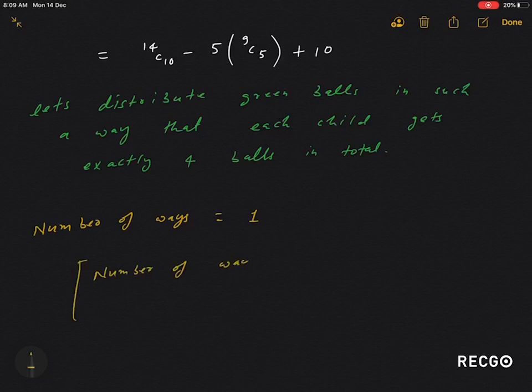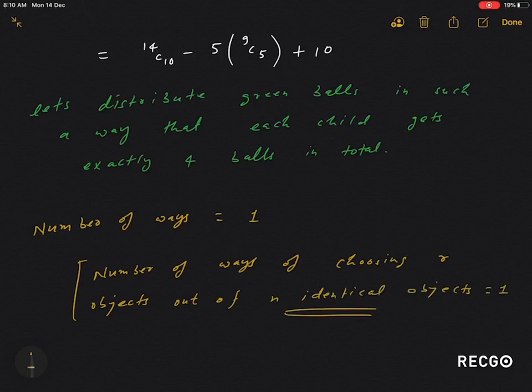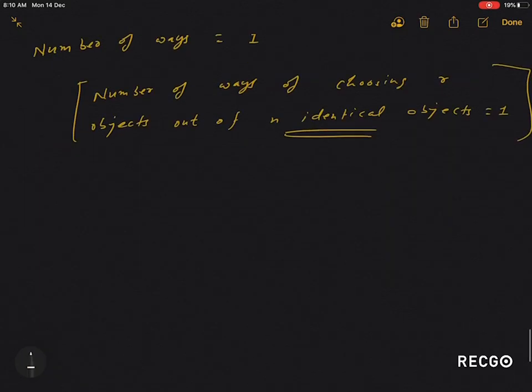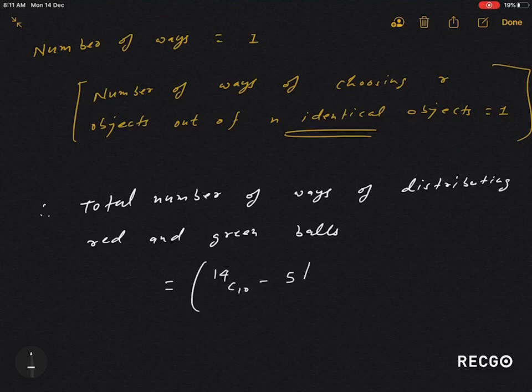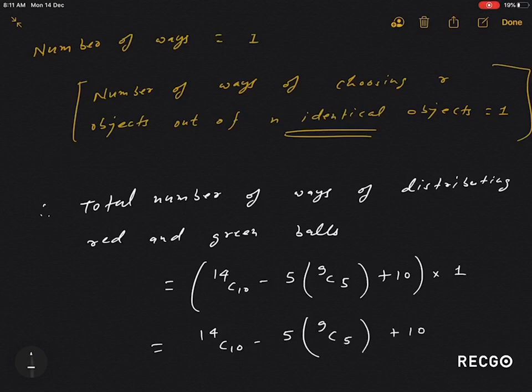And doing all this, there is only one way to do this, because the number of ways of choosing r objects out of n identical objects is equal to 1, because if you have to choose 2 balls out of 10 identical balls, the number of ways is 1. If you have to choose 4 balls out of 10 identical balls, the number of ways is equal to 1. So we actually have to compensate the children who are falling short of 4 balls by giving them green balls. So the total number of ways of distributing red balls as well as green balls is equal to the total number of ways of distributing red balls times the total number of ways of distributing green balls. So the total number of ways of distributing red balls is this, multiplied by 1. So this is actually the final answer.